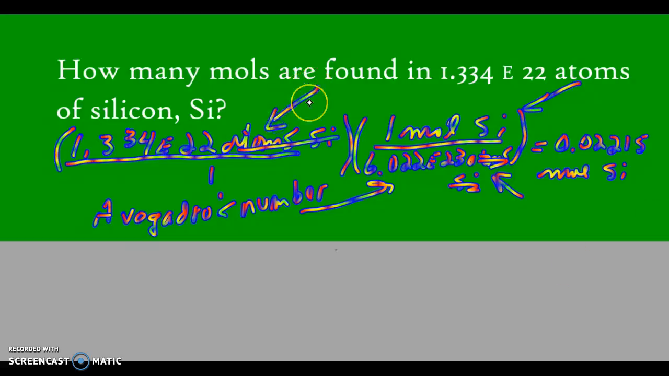Everything has been labeled. Not just atoms. Atoms of what? Not just moles. Moles of what? Now, notice, the answer is moles of silicon. When I set these up, whatever is in the numerator up here ultimately will become our units over here, because whatever is here cancels from whatever is across from there. So 0.02215 moles of silicon are found in 1.334 times 10 to the 22nd atoms of silicon.